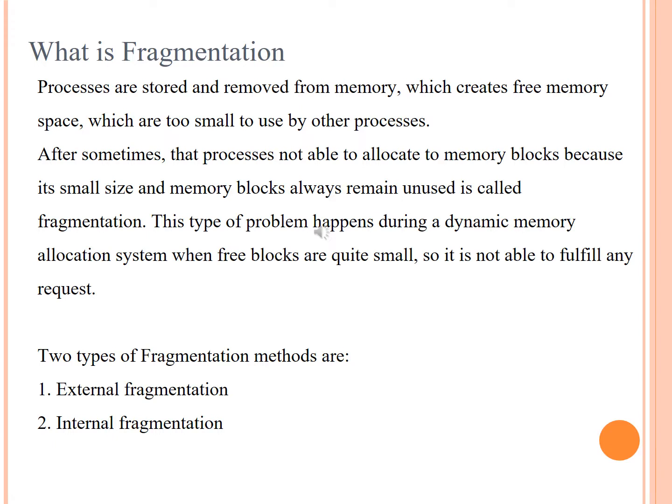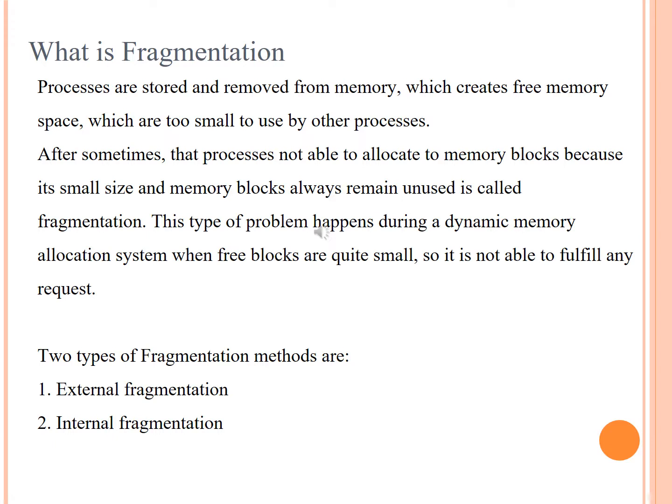What is fragmentation? Processes are stored in and removed from memory, which creates free memory space that is too small to be used by other processes. After some time, the system is not able to allocate memory blocks because of their small size, and these memory blocks always remain unused. This is called fragmentation. This type of problem happens in a dynamic memory allocation system when free blocks are quite small, so it is not able to fulfill any request.